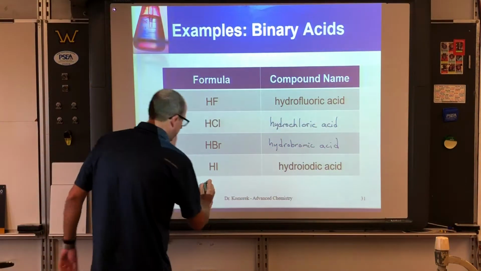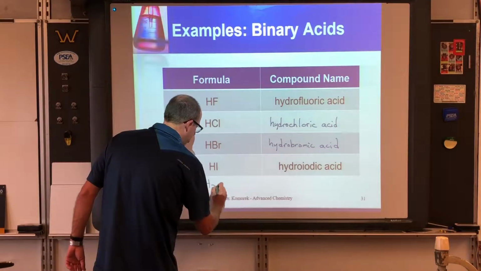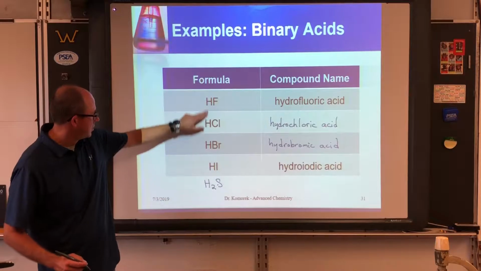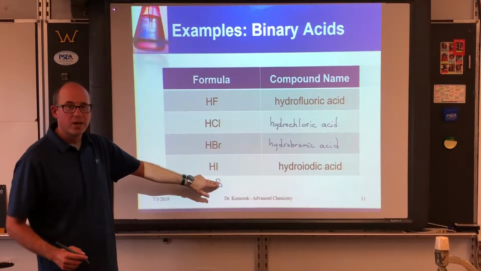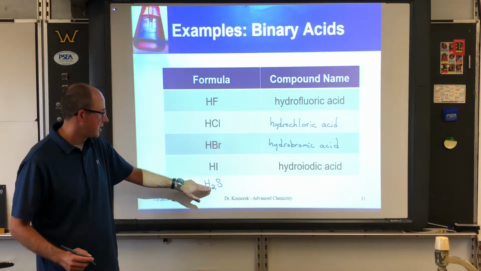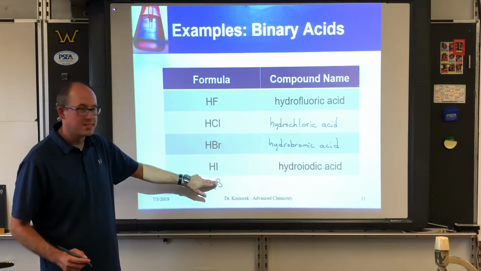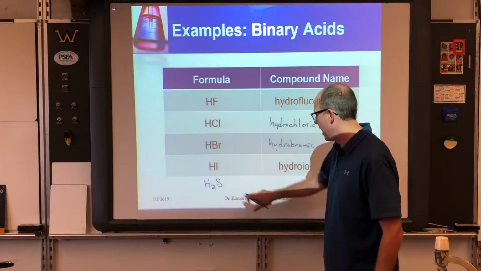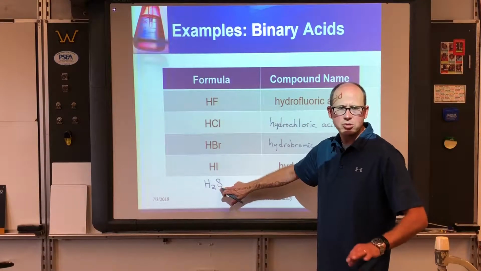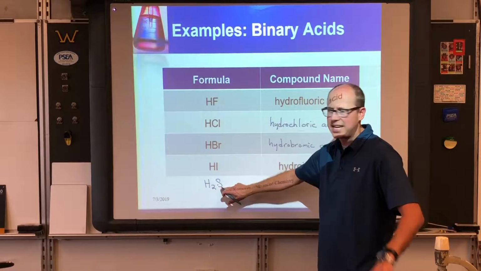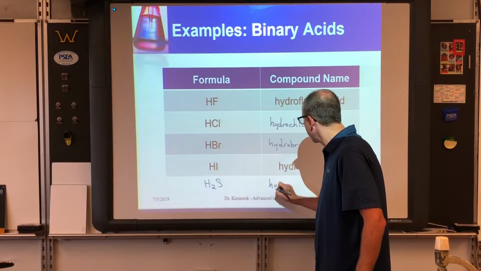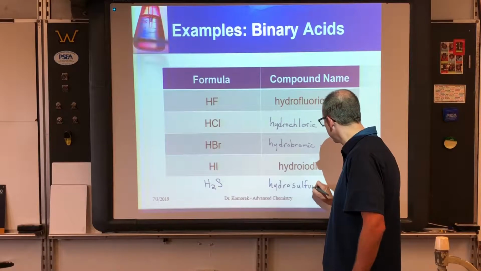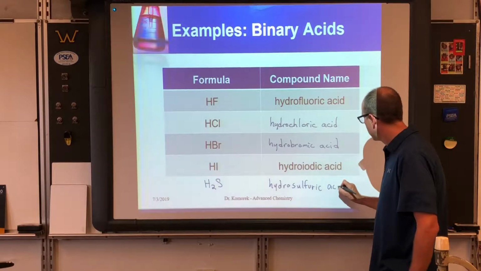One more example to note is H2S. The reason for two hydrogens, because it looks a little different than the others, is because sulfur has a 2- charge, so it would take two hydrogens to balance out the charge of the sulfur. Now this would be hydro, and sulfur, we don't take off the UR and change the ending, we just add the ending on, and it becomes hydrosulfuric acid.